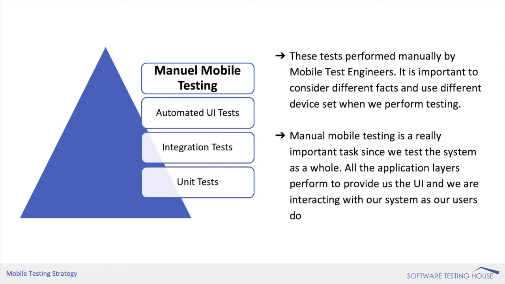These tests are performed manually by mobile test engineers. It is important to consider different factors and use different device sets when we perform testing. In this layer, we test the whole system in a black box way. Manual mobile testing is a really important task since we test the system as a whole. All the application layers work to provide us the user interface, and we are interacting with our system as our users do. We should have a solid strategy and use a mixture of black box techniques together with exploratory testing to provide the highest value for our users.